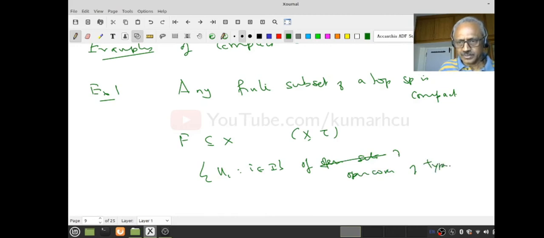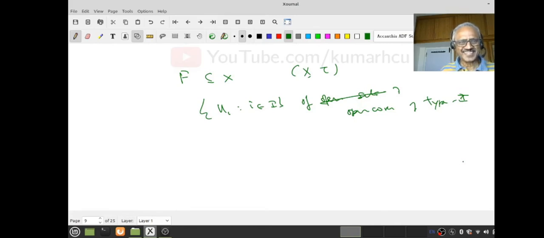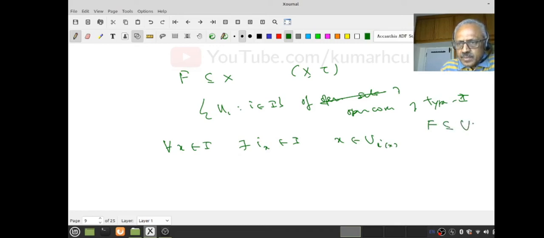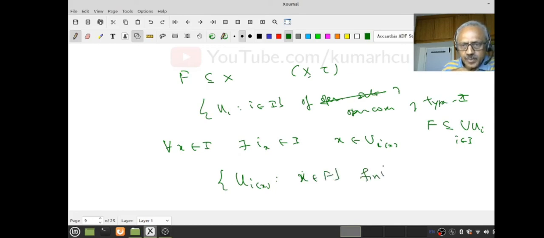of type 1, you see that I don't have to worry about the subspace topology now. Do you understand the beauty of this approach? Then given any x in F there is an i_x in I so that x is in U_{i_x}, because my assumption is my subset is contained in the union of U_i. Therefore, given any x, there is an i_x so that x belongs to U_{i_x}. Let's look at this collection U_{i_x}. We had already seen something similar. As x varies over F, this is a finite subcover.